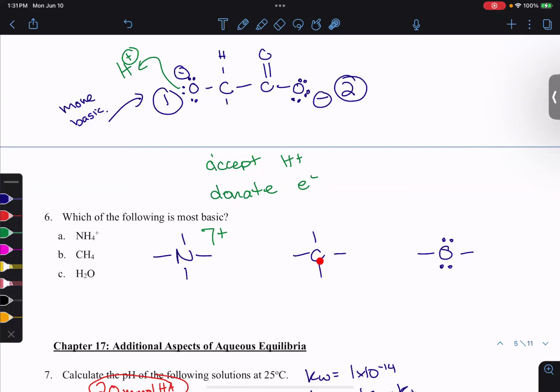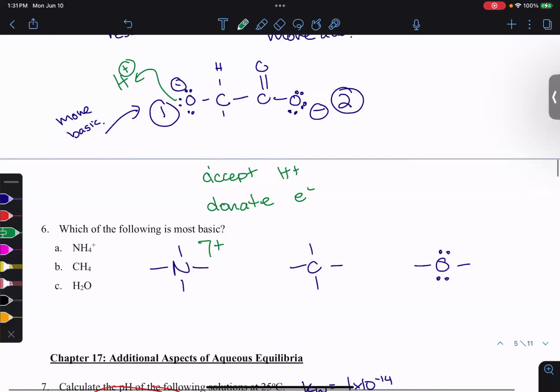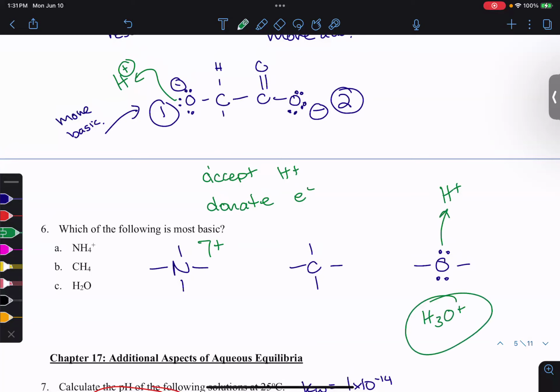Versus CH4. Can this thing act like a base? No, there are no electrons to be donated. That carbon atom's never going to accept more hydrogens than it needs. But then this last one, can this act like a base? Water. It can. There are electrons there. And when water does act like a base, it becomes H3O+. Is that something that you've seen before? It is. So H2O is the only thing here that can act like a base, which is weird because we think, oh, water's neutral, it's not a base. But the other things absolutely cannot act like bases because there are no electrons to be donated.